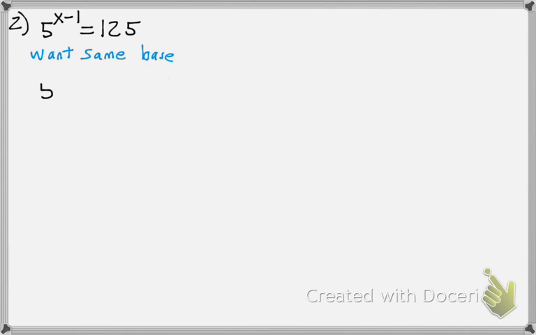So I'm going to copy down my left-hand side. 5 raised to the x minus 1 is equal to, and 125, I can express that as 5 raised to the 3. So saying 125 and saying 5 raised to the 3, these are the same thing. It just helps us out in this problem to say it as 5 raised to the 3.